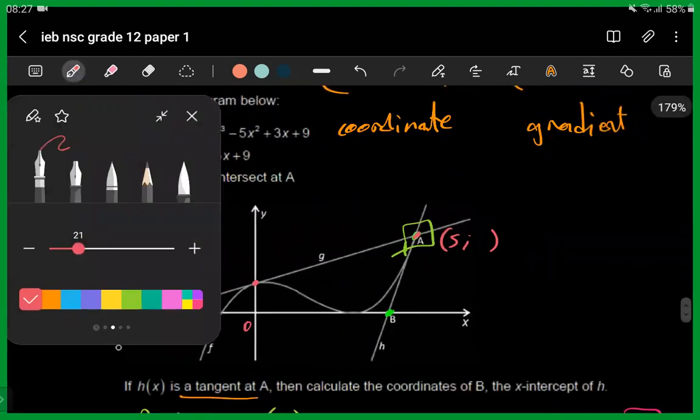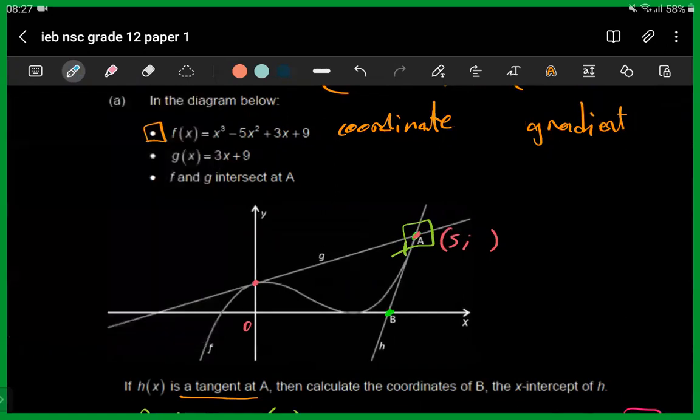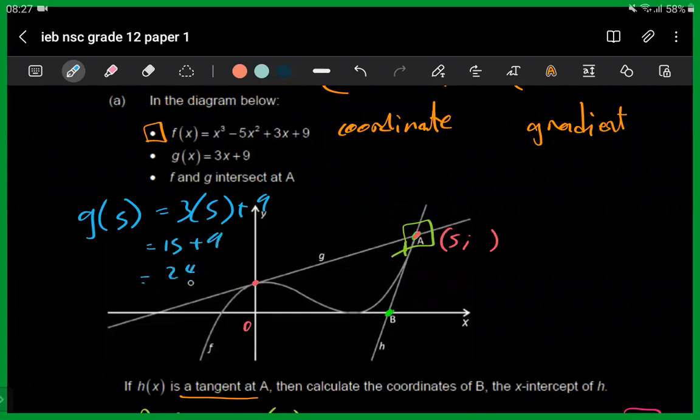Getting the y value there is obviously necessary, because we're trying to get as much information as we can from this sketch to eventually get the equation of h. Getting the y value, we can throw it into this equation of g here. The x value is 5. Put a 5 there. 5 times 3 is 15. That's 15 plus 9. And then you have 24 as the answer.